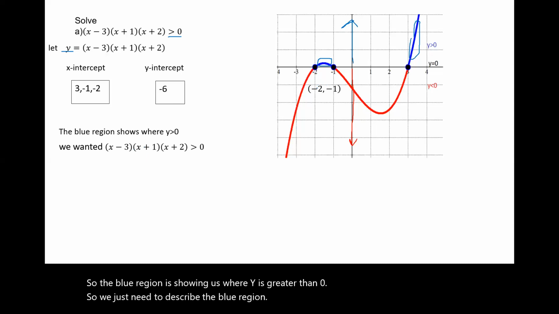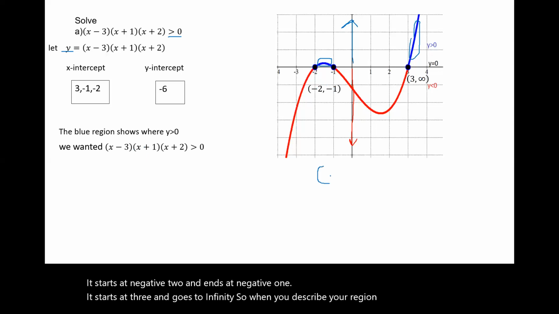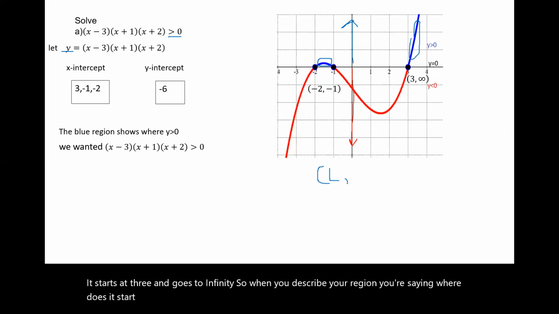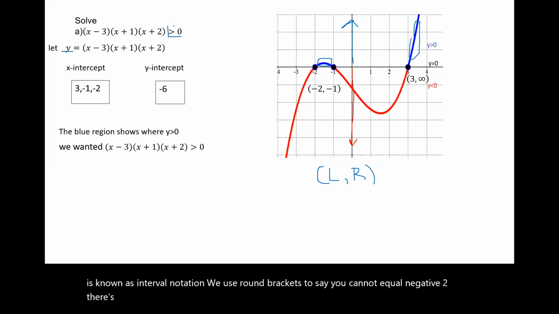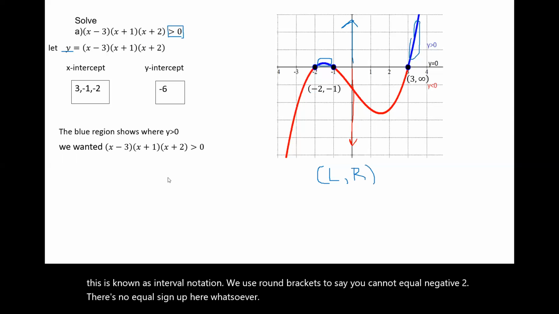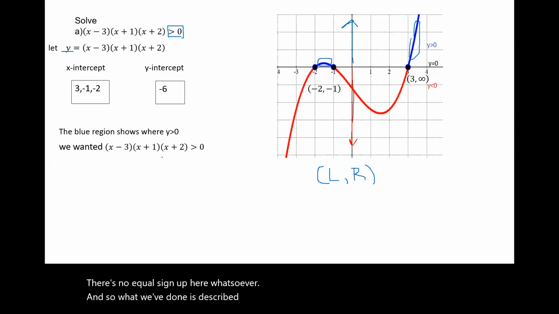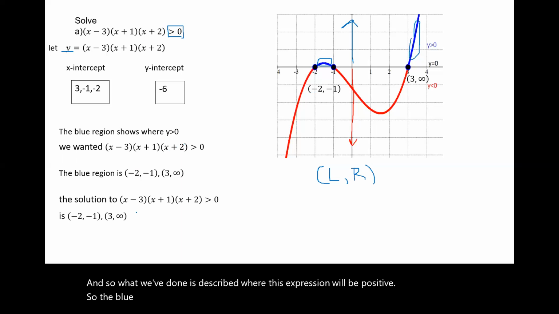It starts at negative 2 and ends at negative 1. It starts at 3 and goes to infinity. So when you describe your region, you're saying, where does it start? What's the point on the left? Where does it end? That's the point on the right. So this is known as interval notation. We use round brackets to say you cannot actually equal negative 2. There's no equal sign up here whatsoever. And so what we've done is described where this expression will be positive.